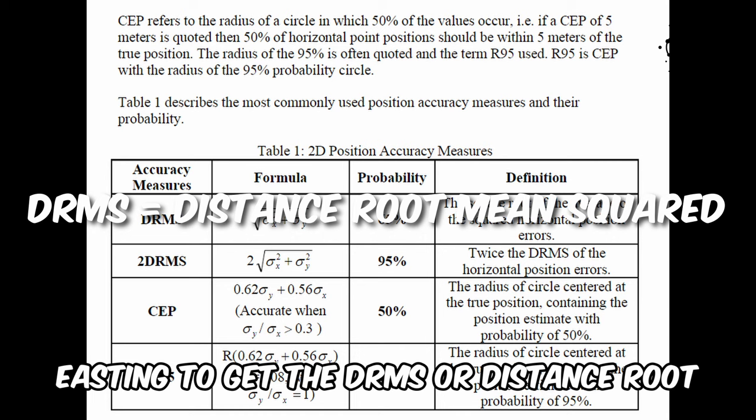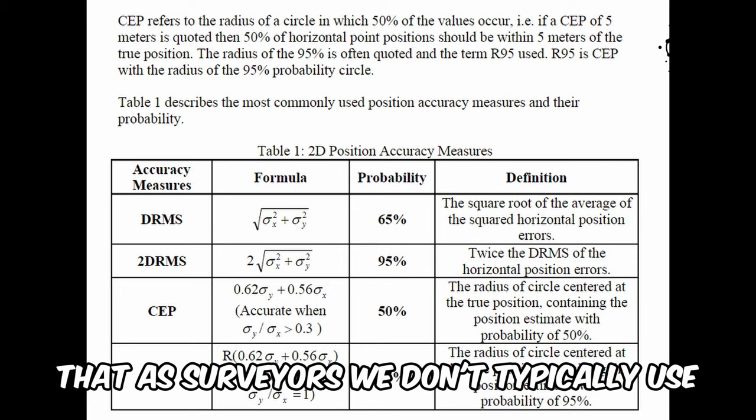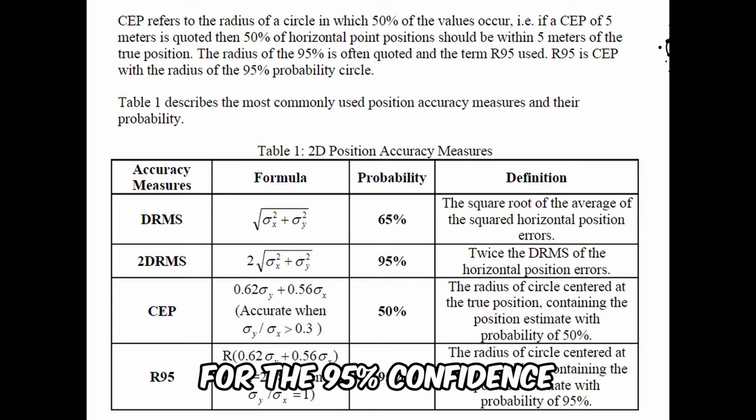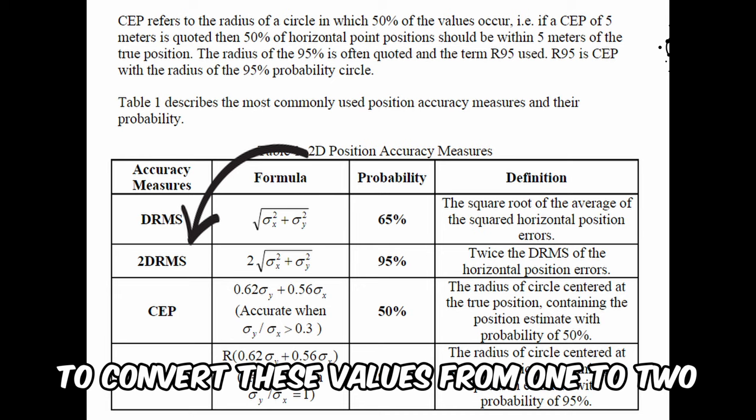And you'll remember from my other videos that as surveyors, we don't typically use a single standard deviation of confidence, but opt for the 95% confidence. To convert these values from 1 to 2 standard deviations, we must multiply them by 2.